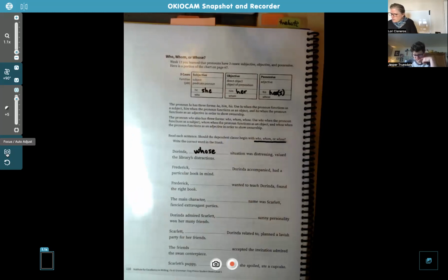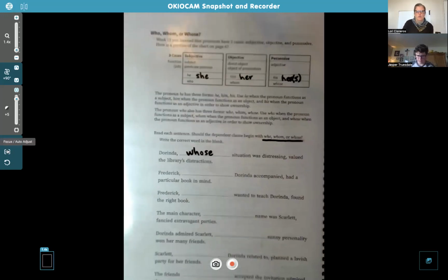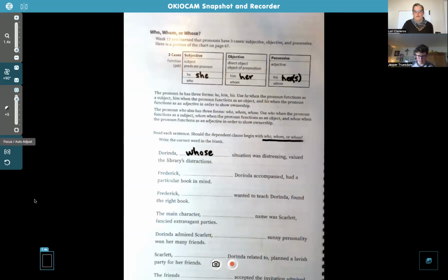Okay. I'm kind of going fast right here, but does this make sense so far, Jasper? Yes. Pretty much. Okay. Let me zoom in a little so you can see that better. There we go. Go ahead and just read the next one, and then we'll talk about which one would fit in that. Frederick blank Dorinda accompanied had a particular book in mind.